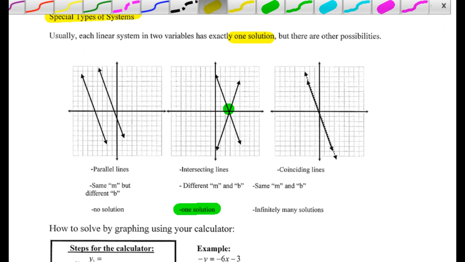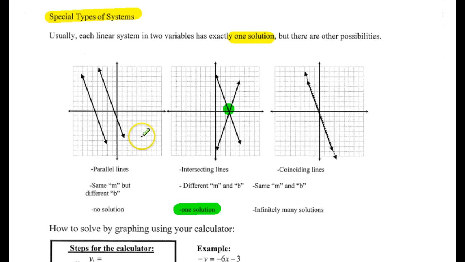So the other possibilities, we talked about this in the vocab, but that was about it. If two lines are like this, remember the arrows mean they go forever, so even if I pretend they keep going forever, they'll never touch. They're parallel, so they don't touch. That means there is no solutions. There are zero solutions. There is no answer, because the answer is where it touches.